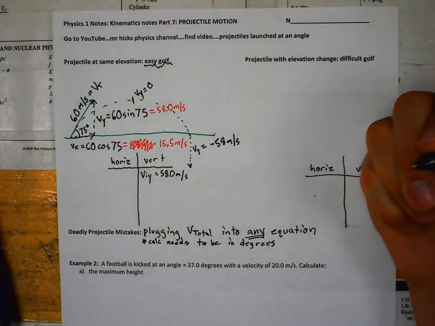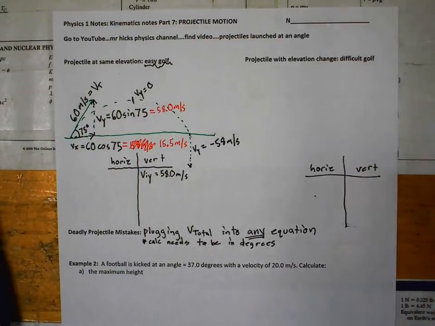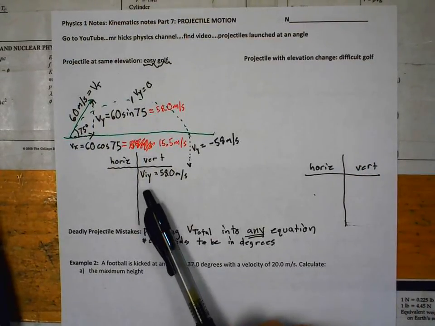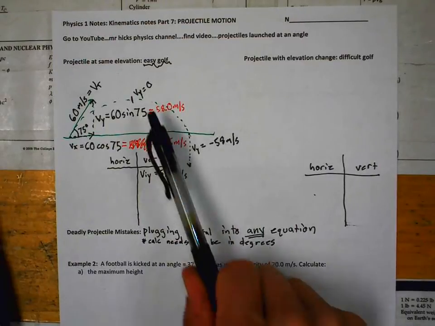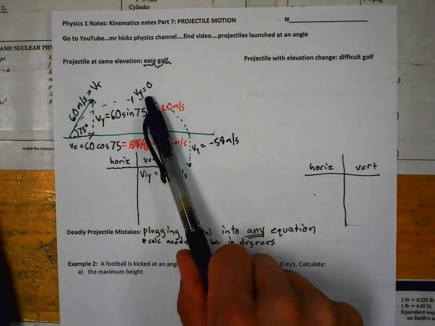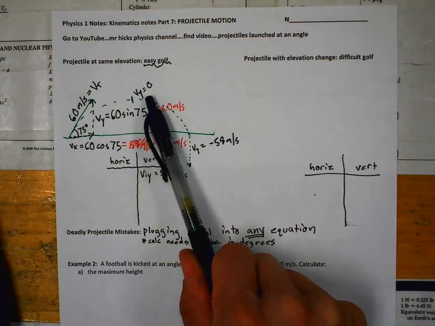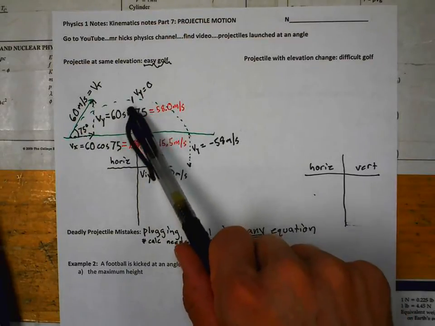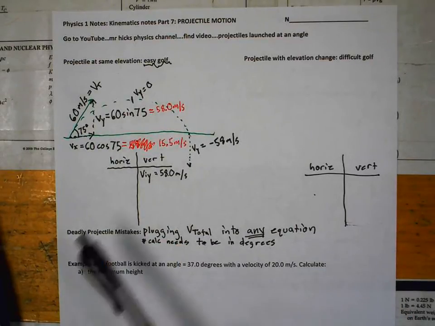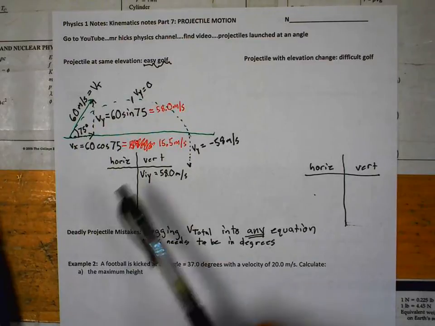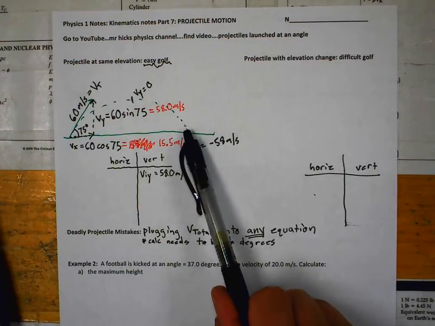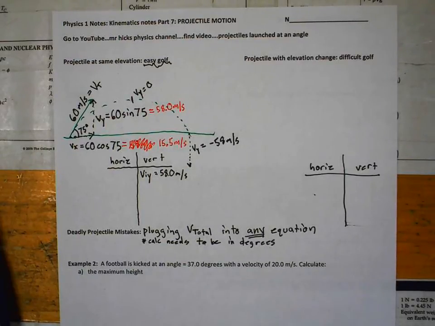Okay, so depending on the problem, couldn't we say that this or this is a V final for the y direction? If the problem's asking us something about the top, we can say V final for y is 0. If it's asking us where it hits, we can say V final is negative 58. Okay, questions about that? We'll do some examples too.